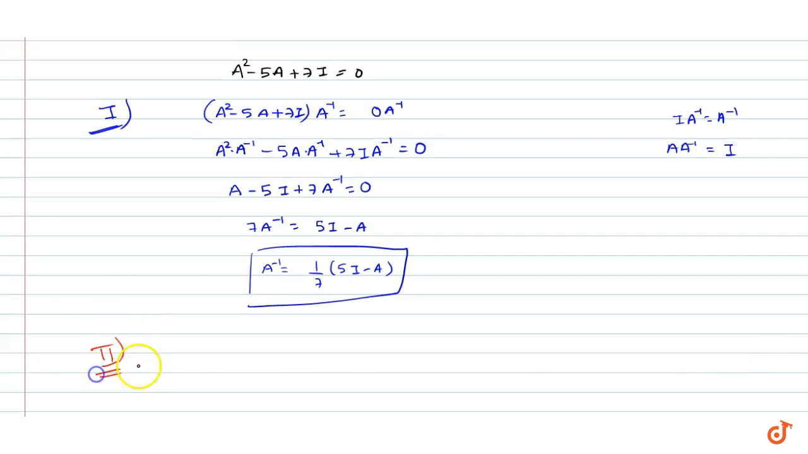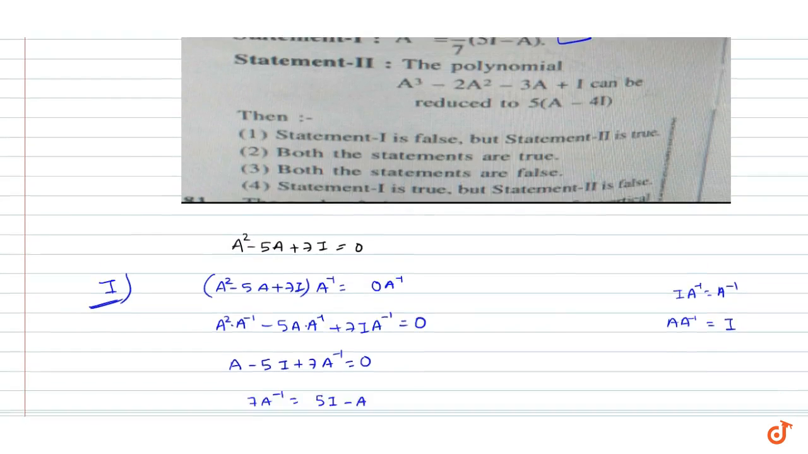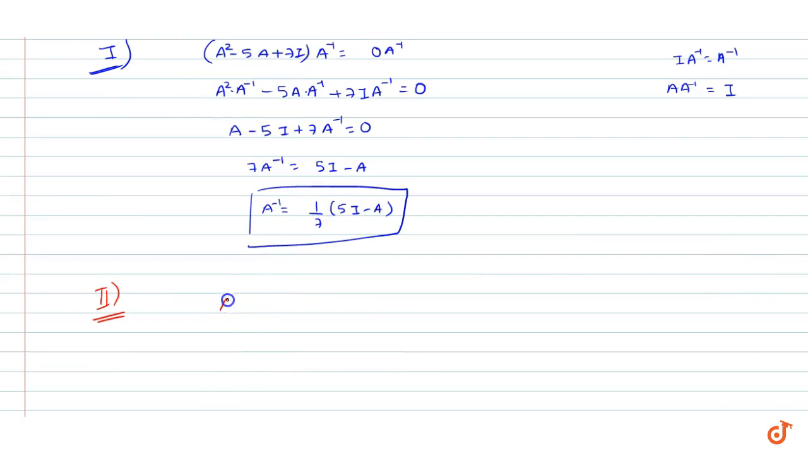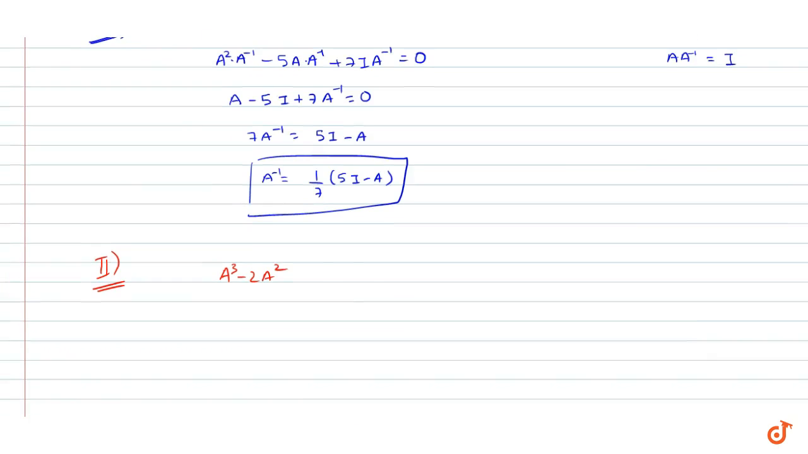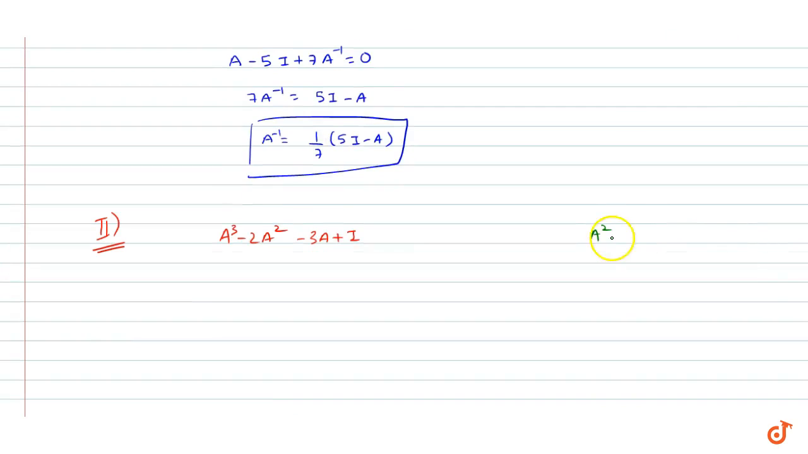तो स्टेटमेंट 2 में हमें गिवन है A³ − 2A² − 3A + I, हमें देखना है किस फॉर्म में रिड्यूस हो सकता है. तो हमें ऑलरेडी क्या गिवन है कि A² − 5A + 7I = 0. तो यहाँ से आएगा कि A² जो है वो है 5A − 7I के इक्वल, ठीक है.